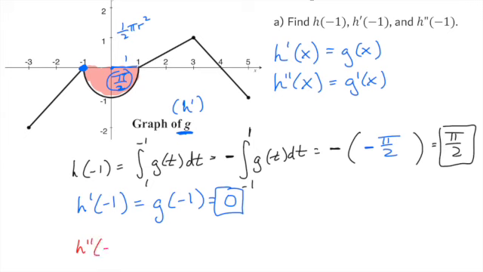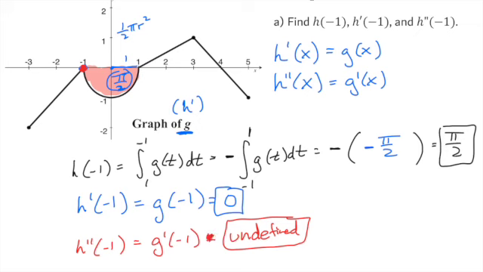h double prime of -1, which would be g prime of -1. And when you're looking at g prime, it represents the slope of the graph, that instantaneous slope at -1. And at -1 right here, as you notice, there's a corner or a sharp turn on the graph, or some people call it a cusp. So the derivative does not exist at a corner or a sharp turn. So you could say undefined or no solution or something to that effect. And I guess I wouldn't say equals, I would say is undefined.